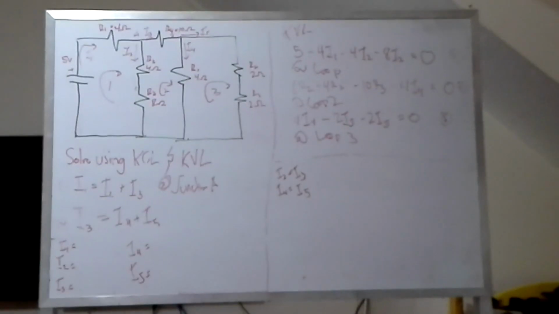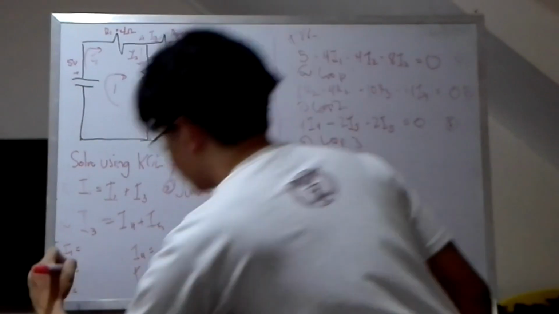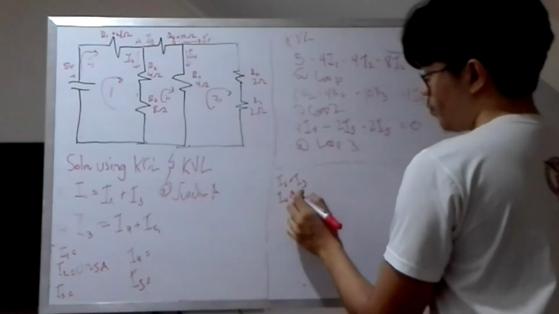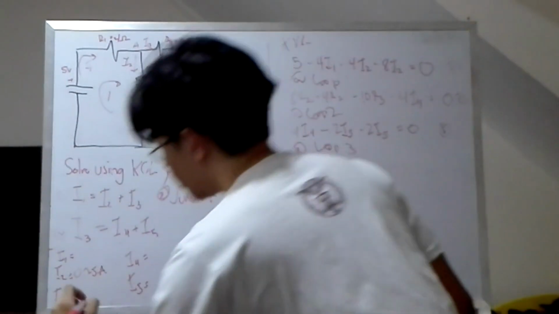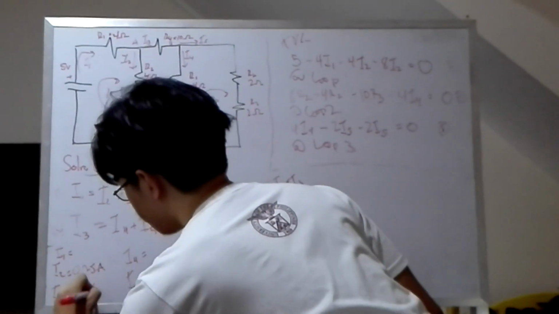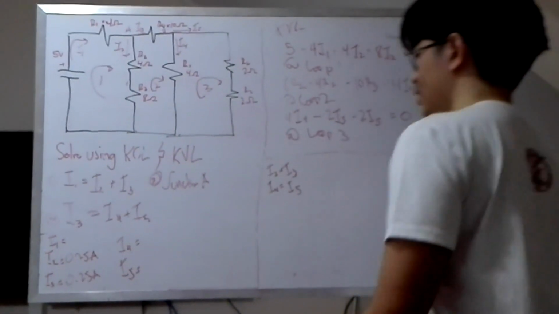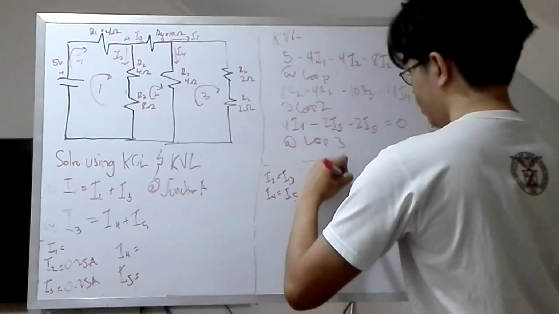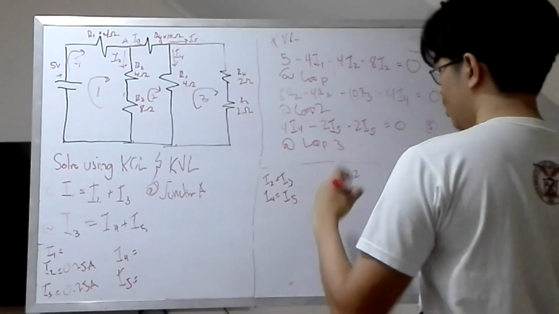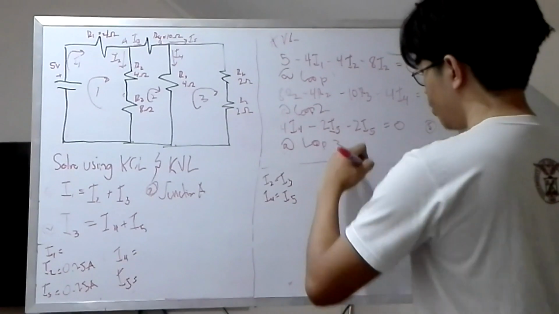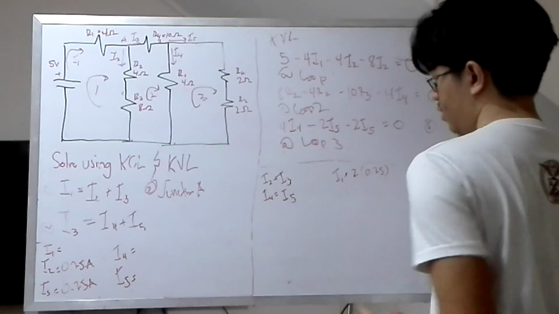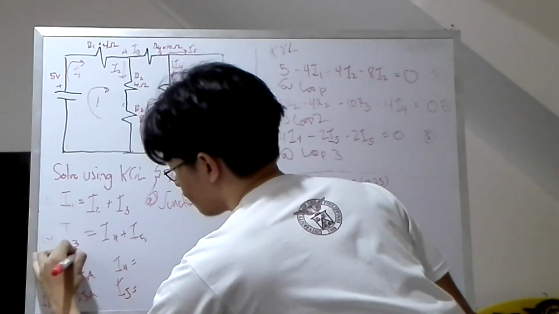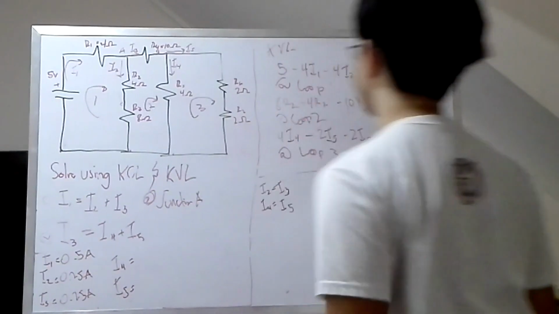Okay, so we now have the value for I2, which is 0.25 amps. And we also know that I2 is equal to I3, so I3 is also 0.25 amps. And we know that I1 is equal to 2I2, which is 2 times 0.25, so you will get 0.5 amperes.